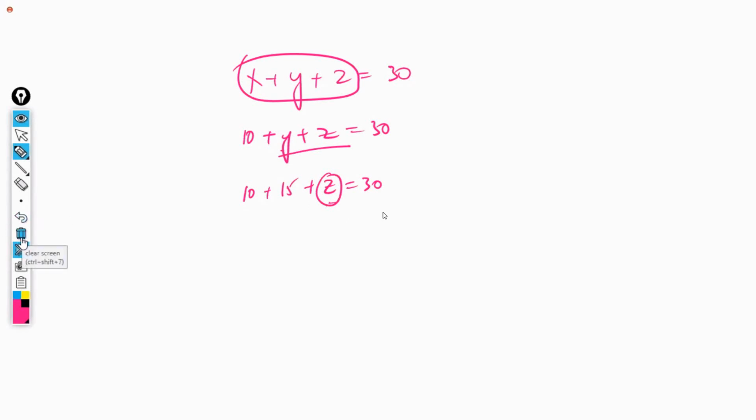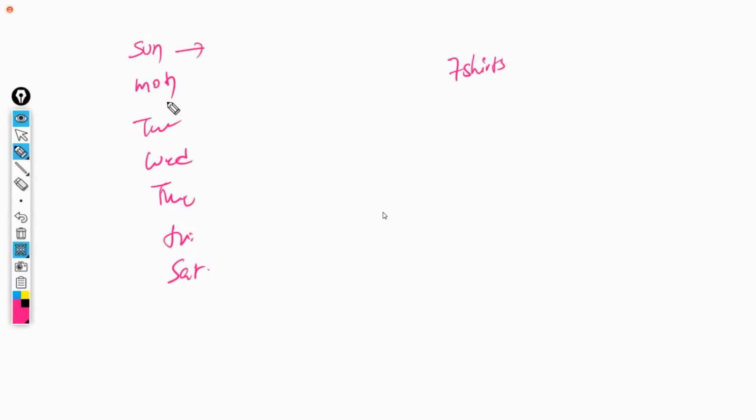Okay. Some students will not be satisfied with one example, right? For them, one more example. Sunday, Monday, Tuesday, Wednesday, Thursday, Friday, Saturday. Total 7 days. I'm having 7 shirts and I don't want to repeat. On Sunday, how many options am I having? 7 choices you are having.